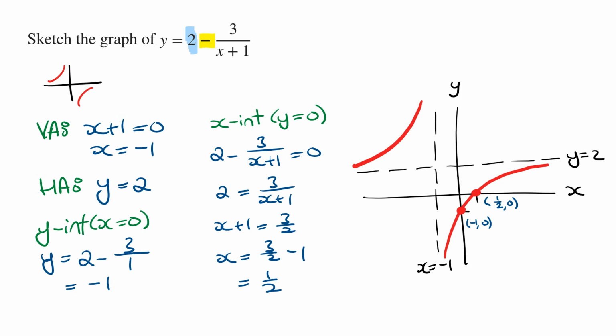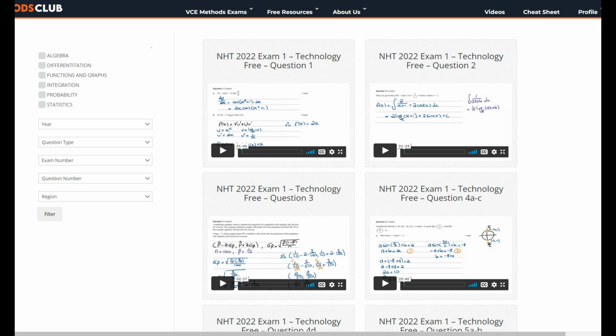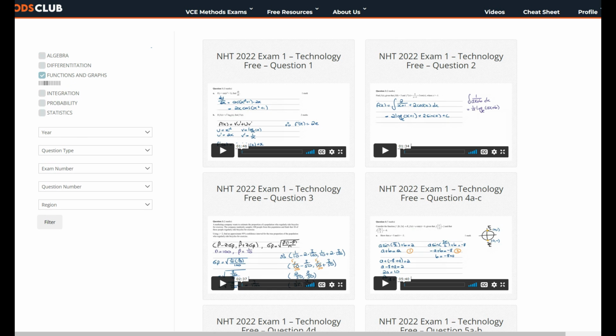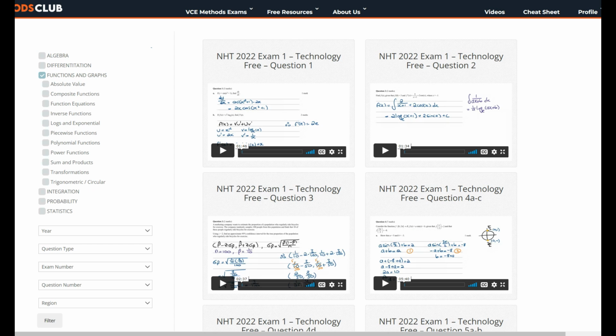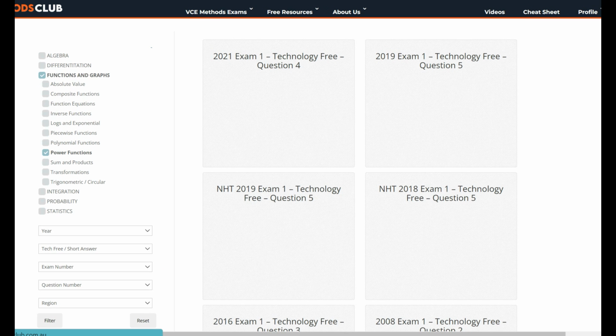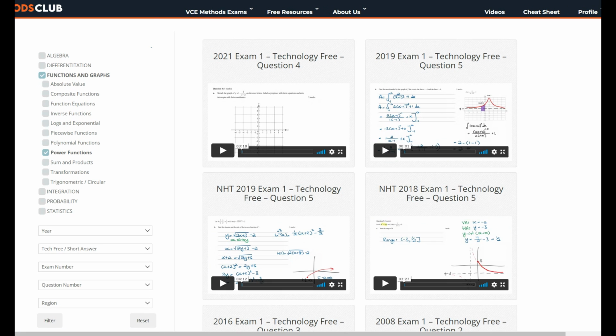If you guys want to learn or practice more questions similar to this one, then log into the Maths Methods Club. From the main topic, select functions and graphs, and then from the subtopics, select power functions. Go to question type and select take free and then click on filter. This is then going to instantly group all the past Maths Methods exam questions in relation to just power functions, which includes hyperbolas.